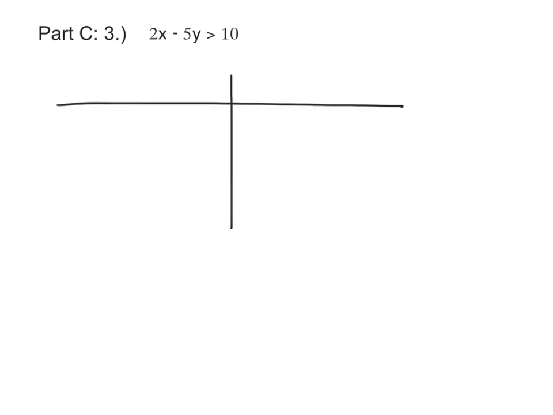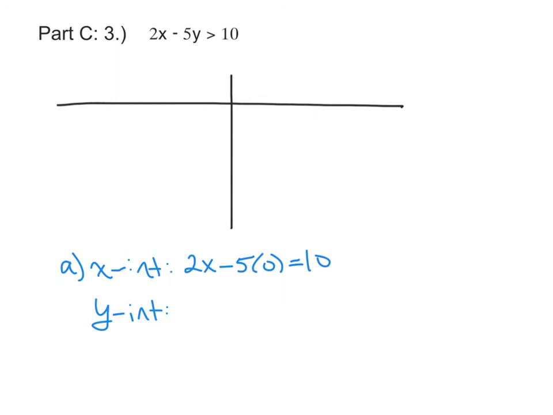One last line, in a different form this time, 2x minus 5y is greater than 10. Notice that I don't ask you for the slope and the y-intercept anymore. Now I ask for the x-intercept and the y-intercept, because when it's in standard form, this is the way to determine where the line is. How we find the x-intercept is by plugging 0 in for y. So if I have 2x minus 5 times 0 is equal to 10, that means 2x is equal to 10, and the x-intercept is going to be 5.